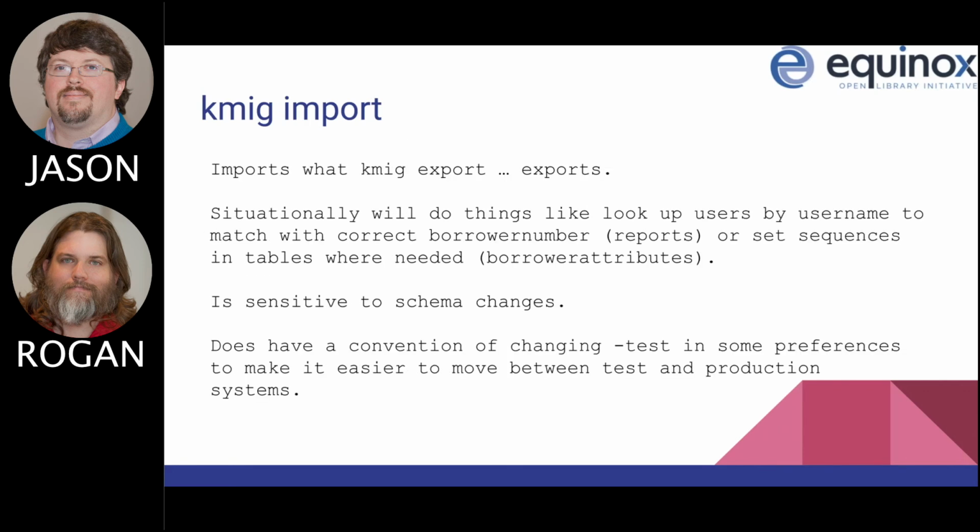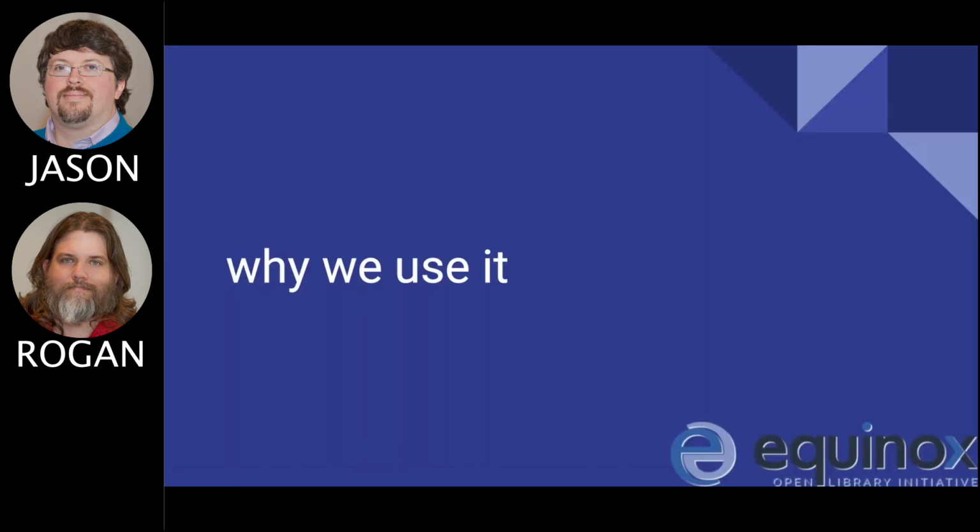And then we have kmig import. And kmig import is simply taking everything that kmig export does and following those same rules to bring it in. So if it has to reset a sequence, it does that. If a table needs to be loaded before another table as a prerequisite for that data set, it does that. All those sorts of things. So it is sensitive to schema changes, and all of that brings us to why do we use it?